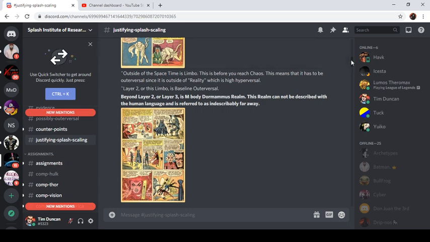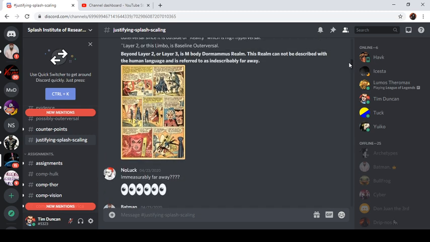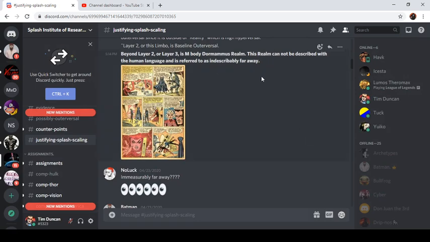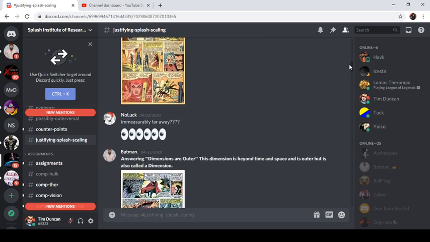Okay, so with my tiering system, we're already approaching the god tier of level 30. Okay, so beyond layer 2 or layer 3 is Dormammu's realm. This realm cannot be described with any descriptive language from the human language, and is referred to as indescribably far away. There's no way to calculate it. It's just beyond dimensions.